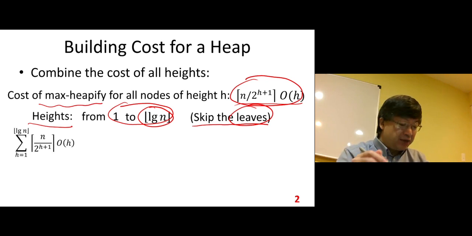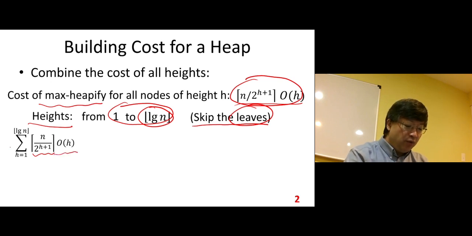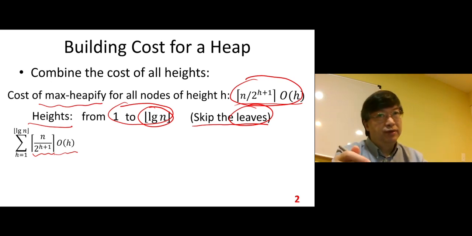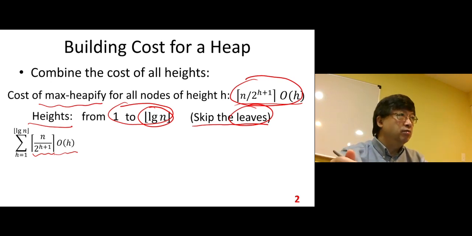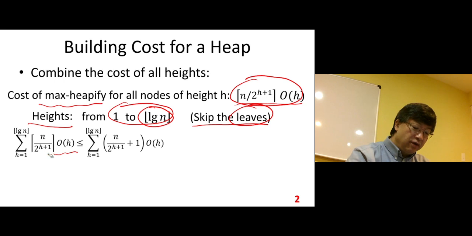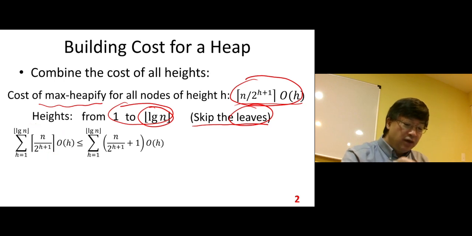Now the total cost is like this. This is the upper bound, where we accumulate for all levels except leaf, because for a leaf the max heapify cost is 0. So even if you include it, there is no contribution, 0. All right, so now let's estimate this summation.